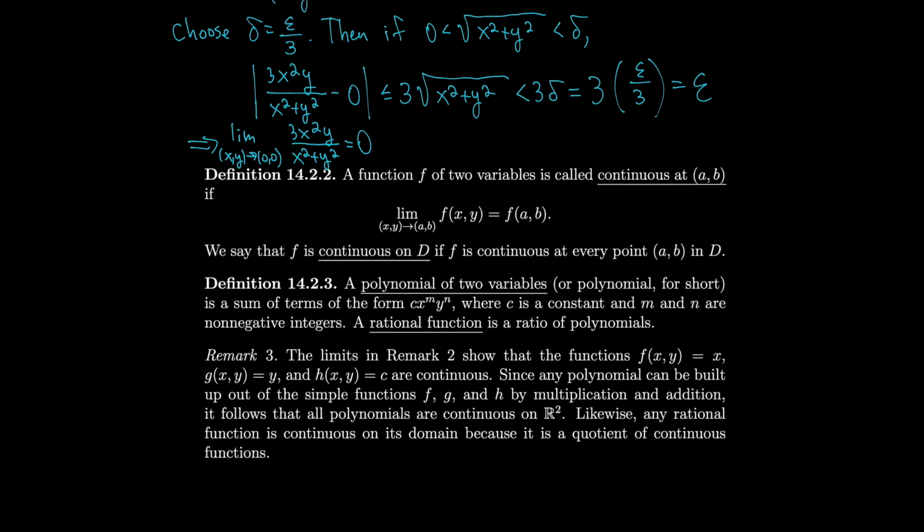So what we can do is use the limits in the remark that we had before to show that the functions f of x equals x, g of x equals y, and h of x equals c are continuous. Since any polynomial can be built up out of the simple functions f, g, and h by multiplication and addition, it follows that all polynomials are continuous in R2. And any rational function is also continuous in its domain because it's a quotient of continuous functions.